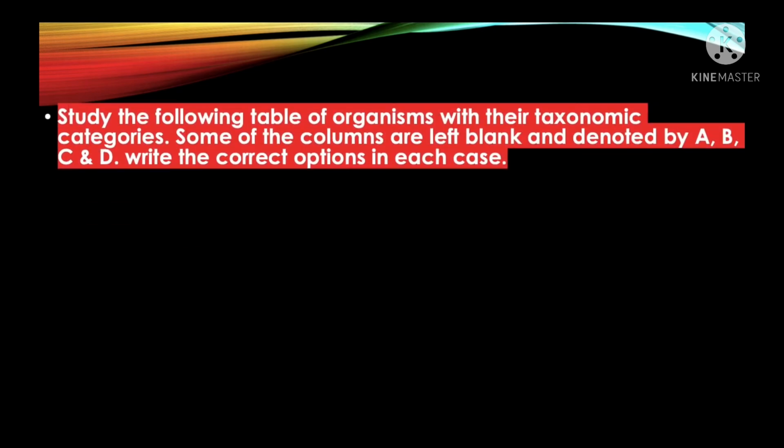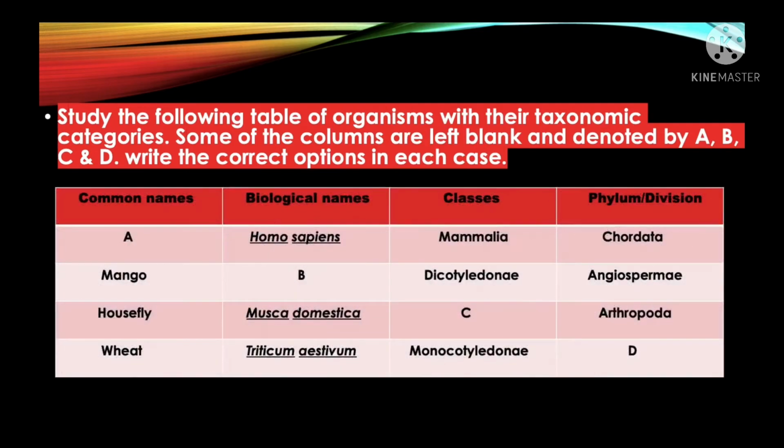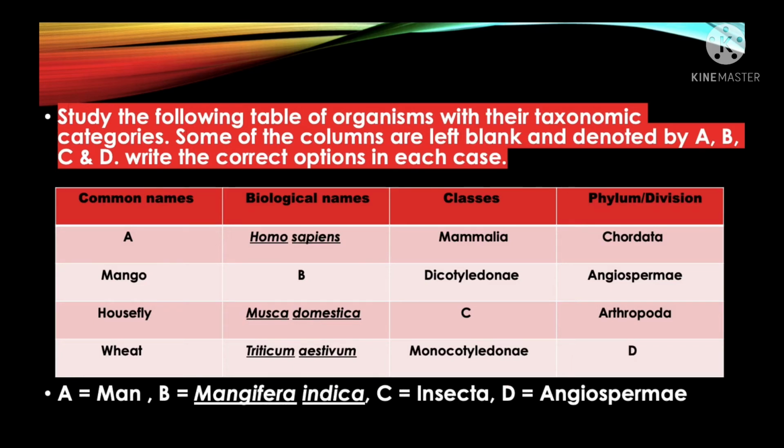cell. Now, after this, here they study the following table of organisms with their taxonomic categories. Some of the columns are left blank and denoted by A, B, C and D. Write the correct options in each case. So here you can see some common names, then biological names, classes and the phylum or division. In biological names you can see Homo sapiens, the class is Mammalia, the phylum is Chordata. So what is A? A, you know, is a man.